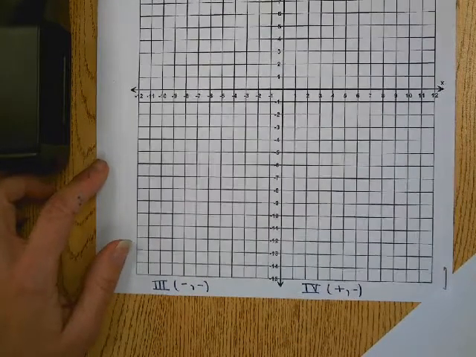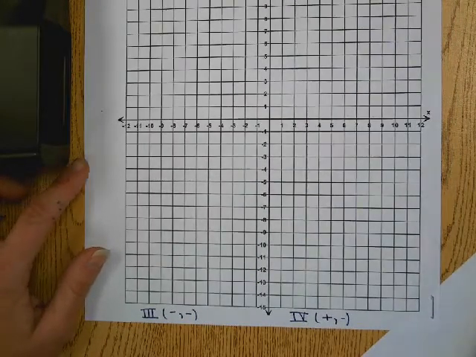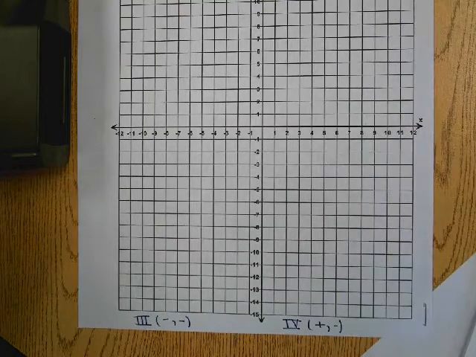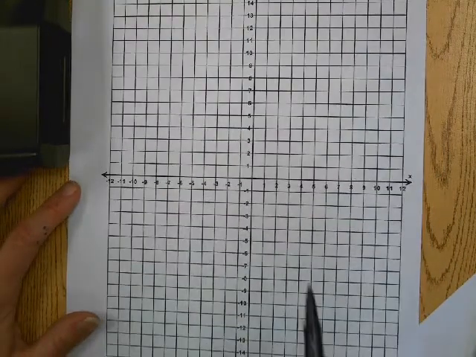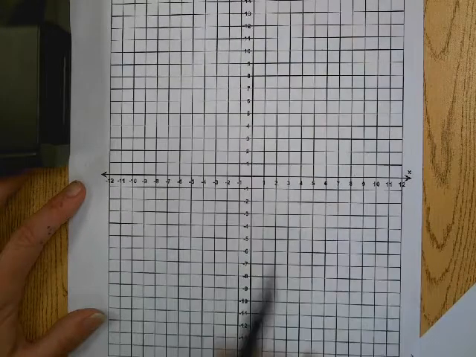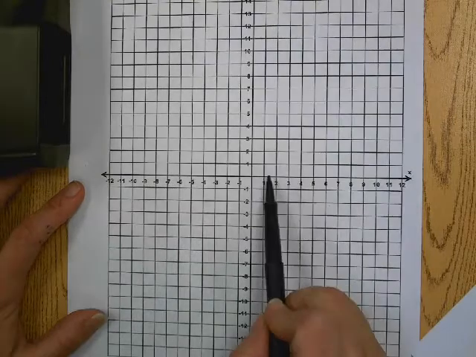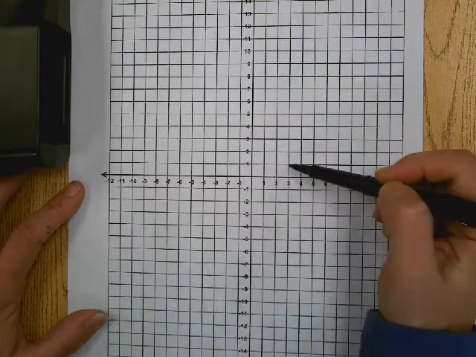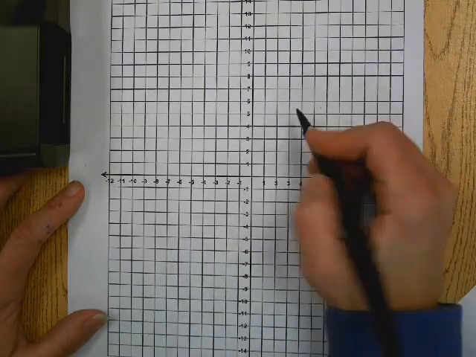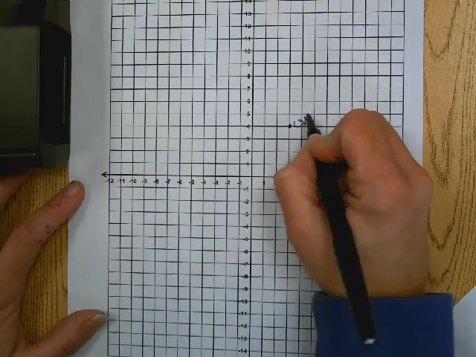So if we look at what points they want us to plot, we're going to plot 3, 4, and then negative 3, 4. So again, we're looking at those opposites and looking at the symmetry like we did in our opening exercise. So I know if I'm going to plot 3, 4, I'm going to be looking at quadrant 1. So I'm going to go 1, 2, 3 to the right for a positive x coordinate and 1, 2, 3, 4 for a positive y coordinate. So that's going to be my 3, 4.